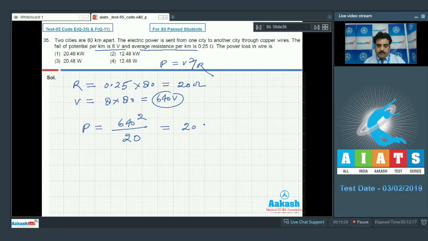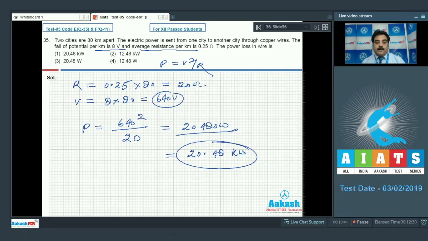When you calculate, you get 20480 watt. If you are looking to convert to kilowatt as per the option given, it is 20.48 kilowatt. So this is how you can calculate. So my option number 1 will be the right choice. Let's move on to question number 36.